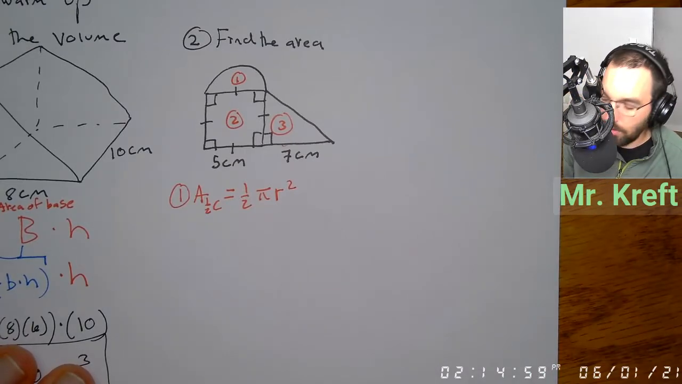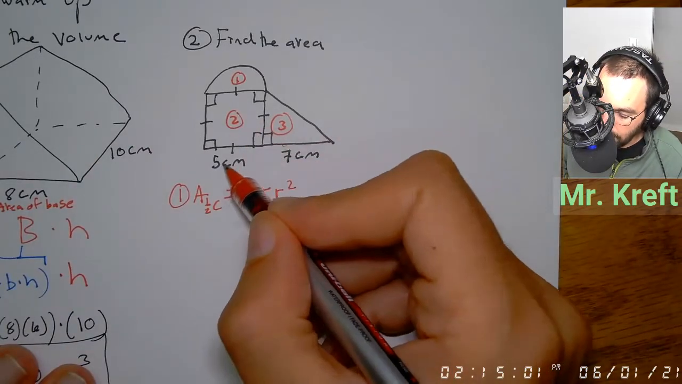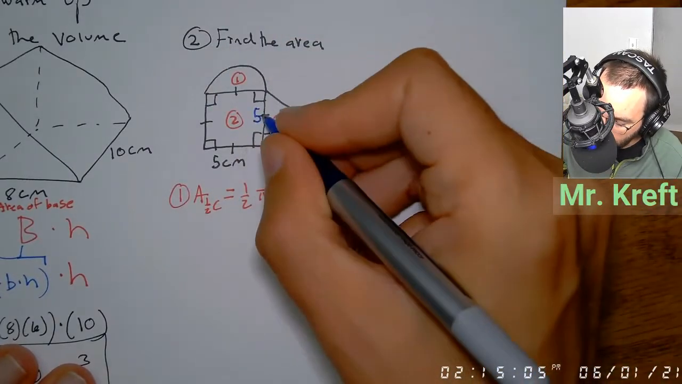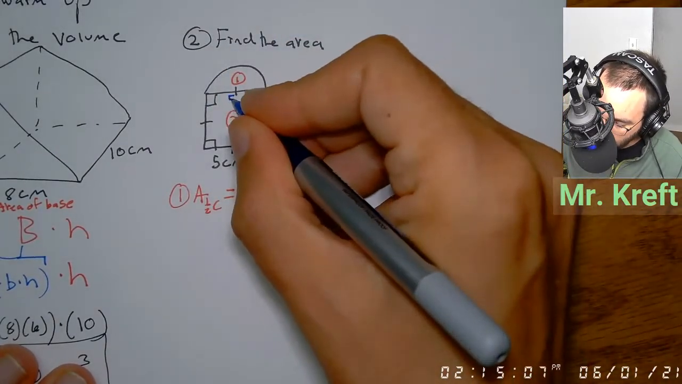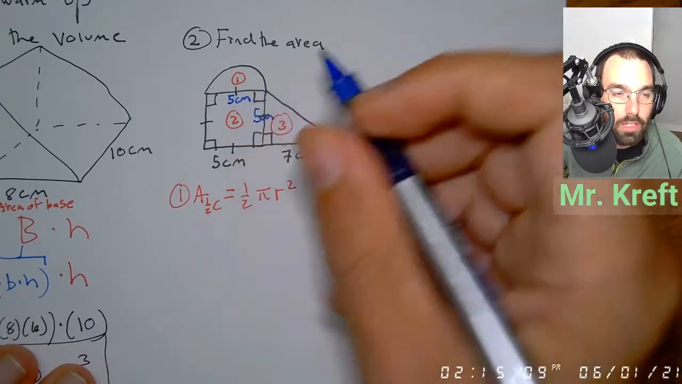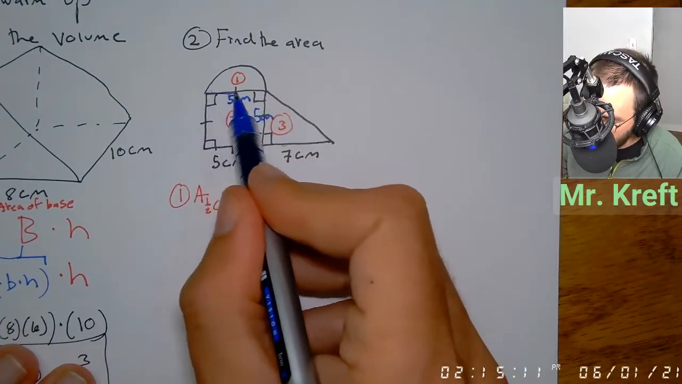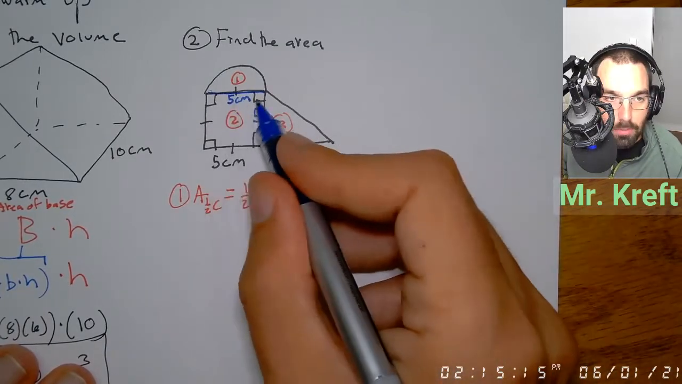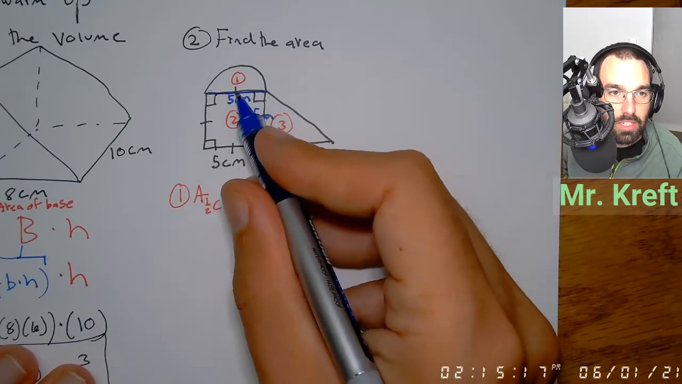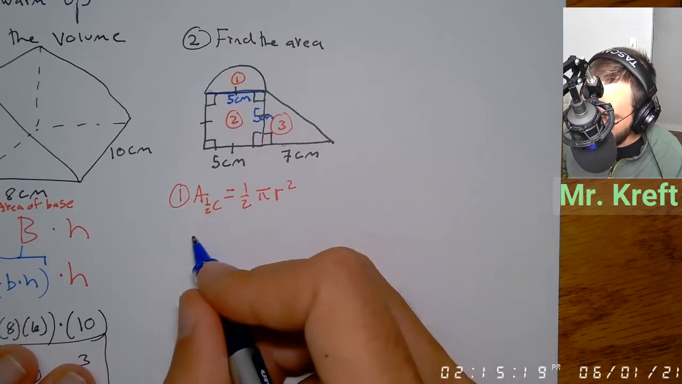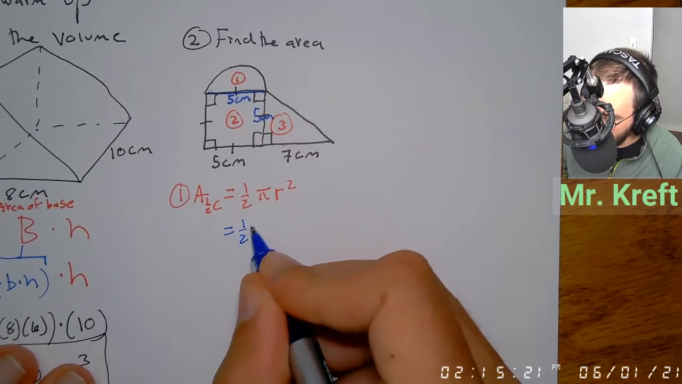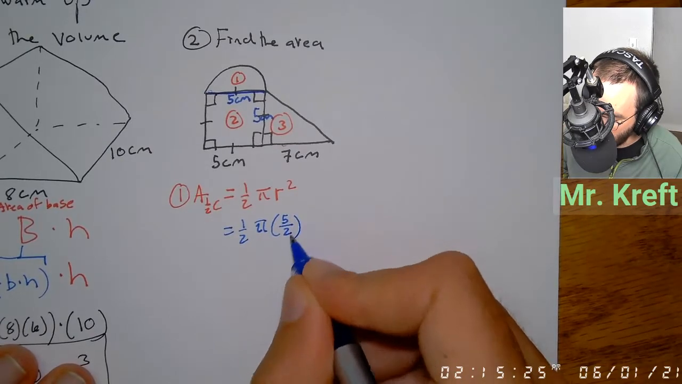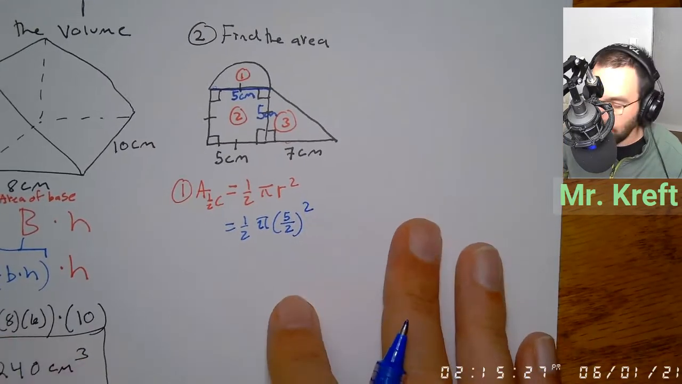So how are we going to do this? Well, we're going to have to look at this. So this is 5. It looks like this is a square. So this is going to be 5, and this is going to be 5. So if this distance right here is 5, that's the diameter, right? So the diameter isn't the radius, right? The radius is half the diameter. So when I go to write this, I'm going to have 1/2 pi, and then it's going to be 5/2, right? Or half the diameter.